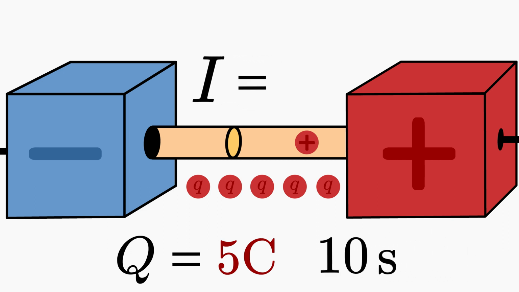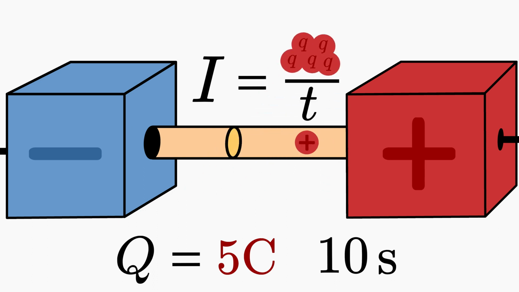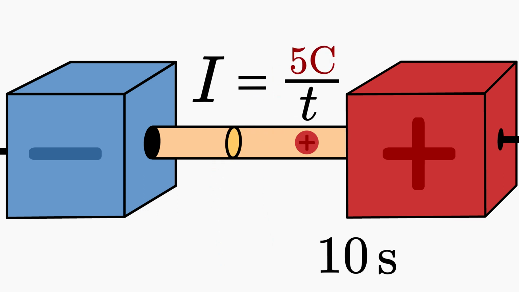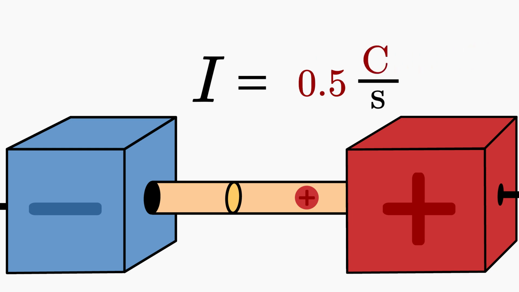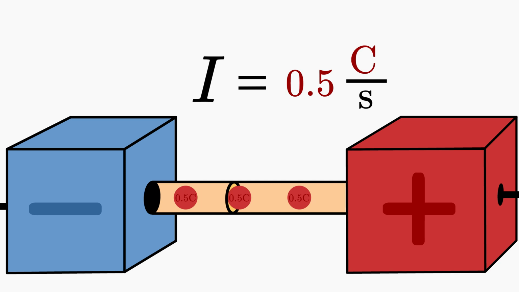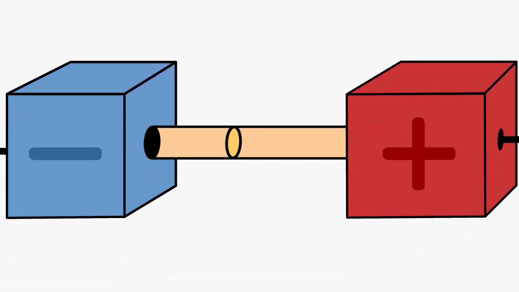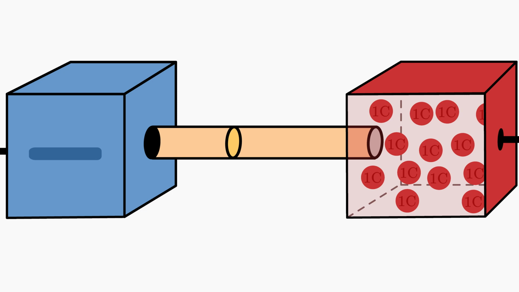To find out the current I, we should answer the question, how much charge per time has passed through the cross-sectional area? Well, there were 5 coulomb per 10 seconds, so capital Q divided by t. That's 0.5 coulomb per second. So 0.5 coulomb of charge is transported through this cross-sectional area every second. The unit coulomb per second is abbreviated to A. A stands for ampere. In our thought experiment, we assigned a random value of 1 coulomb to the positive particles.